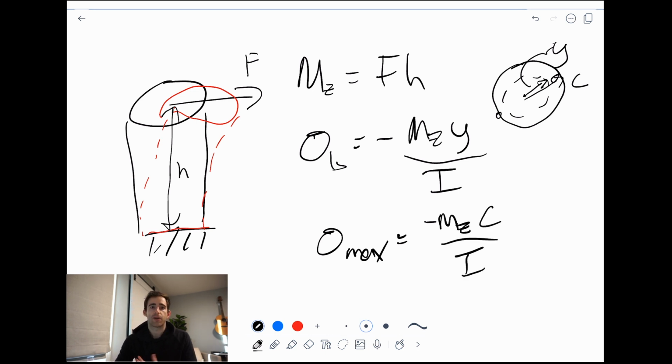And the negative sign helps us know whether we're dealing with compression or tension. If we look at the red outline that I've drawn here, the left side would be in tension because it's being pulled, but the right side would be in compression. It's being pushed together. We tend to call tension stress positive and compression stress negative. So that just helps us know, are we dealing with tension or compression, this negative sign here.